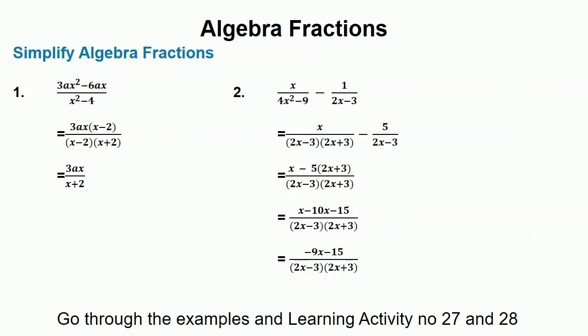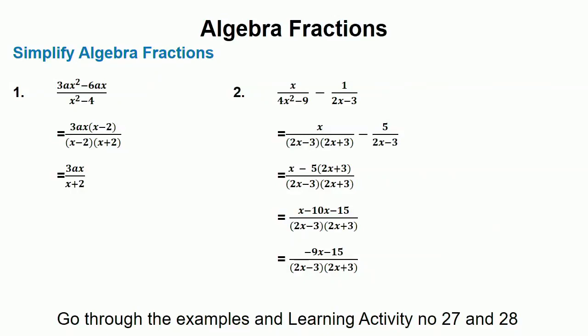There's a 2x minus 3 and a 2x plus 3. At the second term, there's only a 2x minus 3. So we need all of it. We need the whole thing, 2x minus 3 and 2x plus 3. But the second term, there's a 2x plus 3 missing at the bottom. That means I must multiply the top also with 2x plus 3, because the 2x minus 3 is already there.